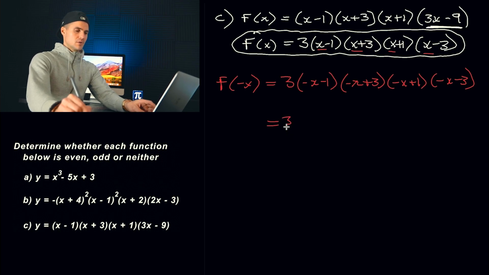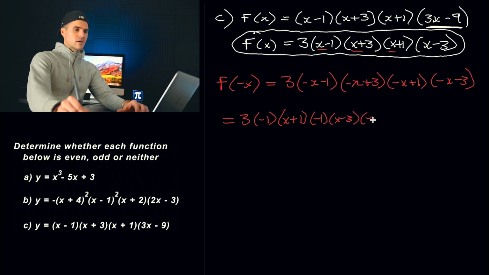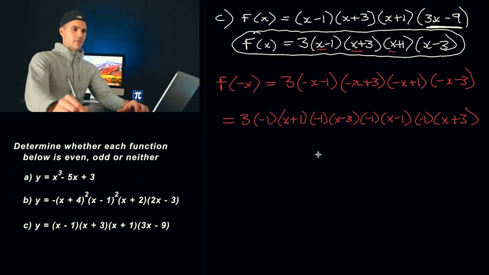So what you want to do, actually, you know what? Let me create a little bit more room here. What you want to do is basically factor out a negative 1 from all of these brackets. So if I take out a negative 1, I'll have x plus 1. If I take out a negative 1 from this bracket, I would have x minus 3. If I have a negative 1 from this bracket, I'll have an x minus 1. And then if I take out a negative from this bracket, I'll have x plus 3, like that.